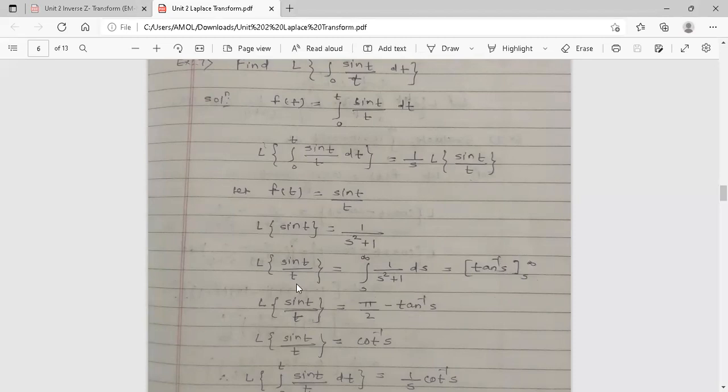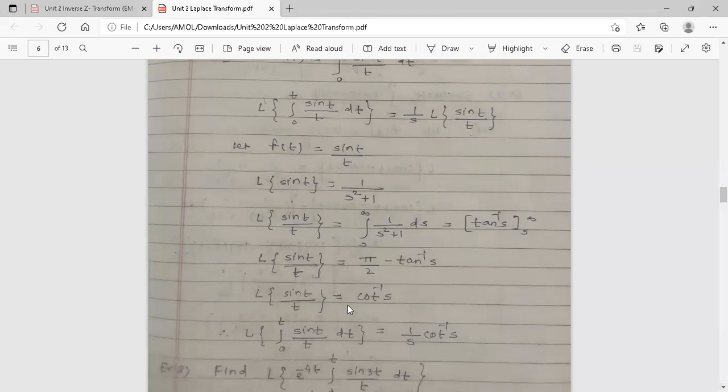Okay. To solve this integration, here we are using the formula of ds upon s square plus a square, and its integration is 1 upon a into tan inverse s by a. But the value of a is here 1. So 1 upon a, a is 1, so 1 upon 1, into tan inverse s upon a. A is 1, so tan inverse s upon 1. So that it is tan inverse s only. Remember it. So Laplace of sin t upon t is equal to pi by 2 minus tan inverse s. This is the Laplace transform of sin t upon t. Okay. And pi by 2 minus tan inverse s is cot inverse s.